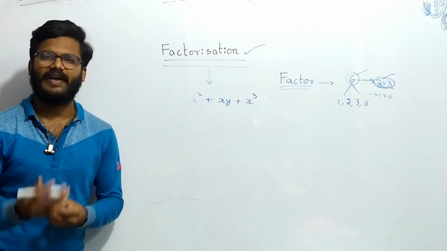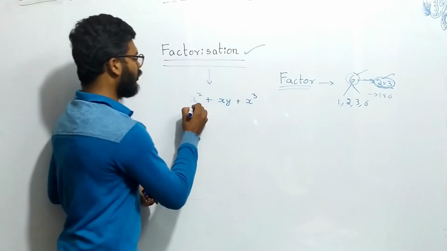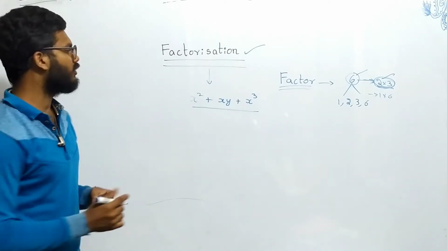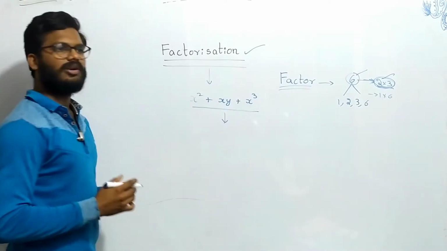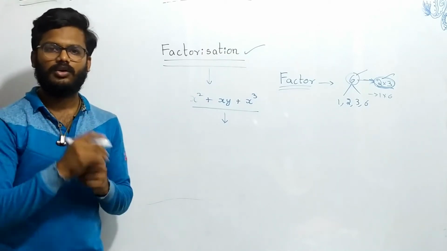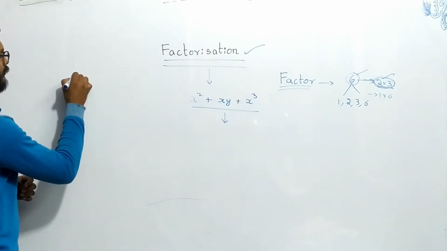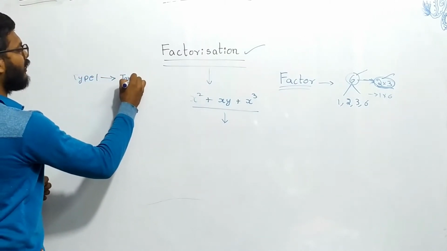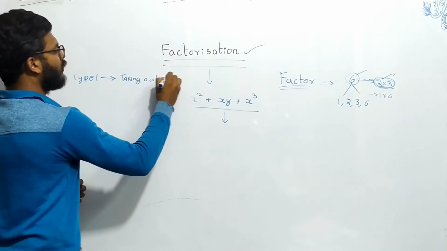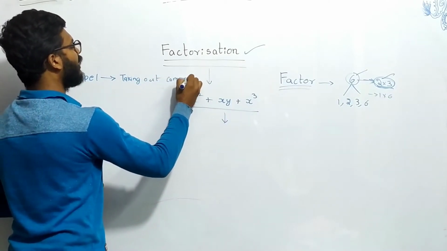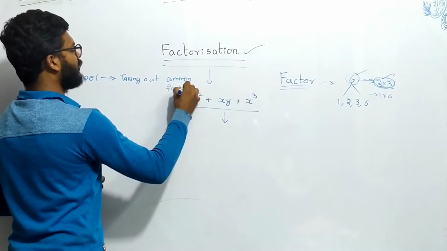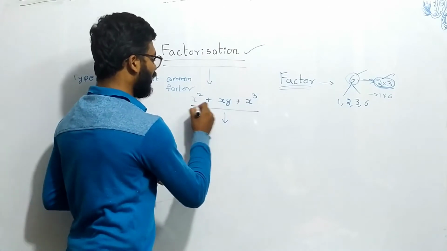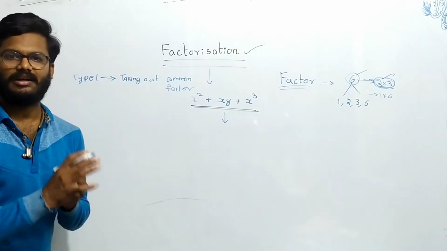See, if I want to factorize this, what do I have to do? I have to write it as a product of two algebraic expressions, right? So in order to do this, we have two methods. Type 1: taking out common factors. This we use when in each and every term there is one common factor.